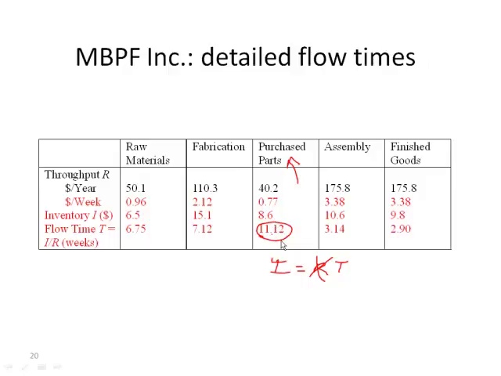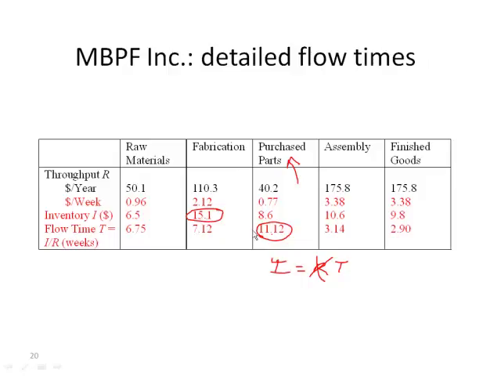Another thing we might look at, in addition to who has the longest flow time, is who has the most inventory in terms of dollars. And that turns out to be the fabrication area. So maybe what we say here is, flow time is relatively long at 7.12, and there's a lot of inventory dollars there. So if I can cut this in half, I can drop that inventory by half of $15.1 million.